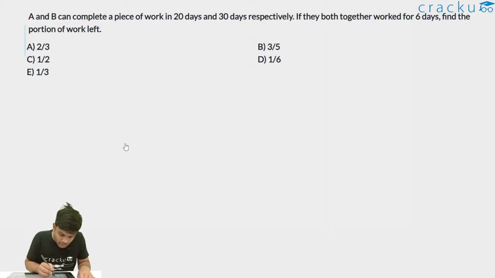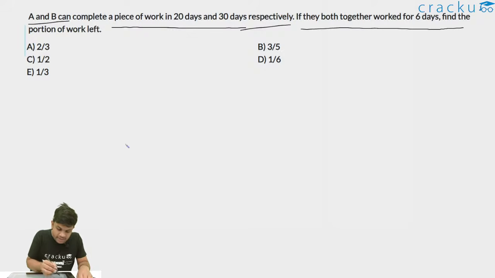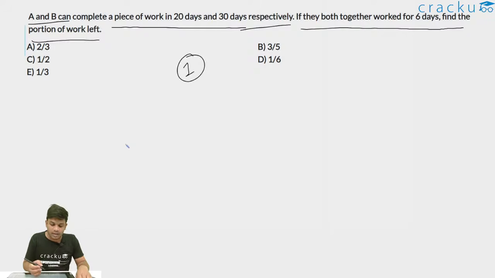Okay. So in this question it is said that A and B can complete a piece of work in 20 days and 30 days respectively. Now if they both together work for 6 days, find the portion of the work left. So the amount of work done is 1. So 1 is the total amount of work done.